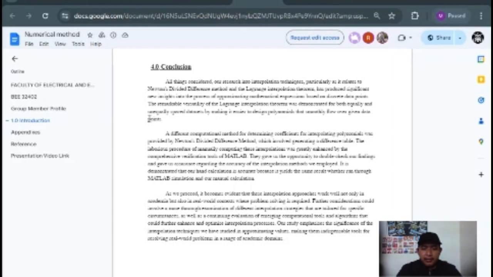As we proceed, it becomes relevant that the interpolation approach works well not only in academic but also in real-world contexts where problem solving is required. Further consideration could involve a more thorough examination of different interpolation strategies tailored for specific circumstances, as well as continuing evaluation of emerging computational tools and algorithms that could further enhance and optimize the interpolation process. Our study emphasized the significance of interpolation techniques in approximating values, making them indispensable tools for resolving real-world problems in a range of academic domains.